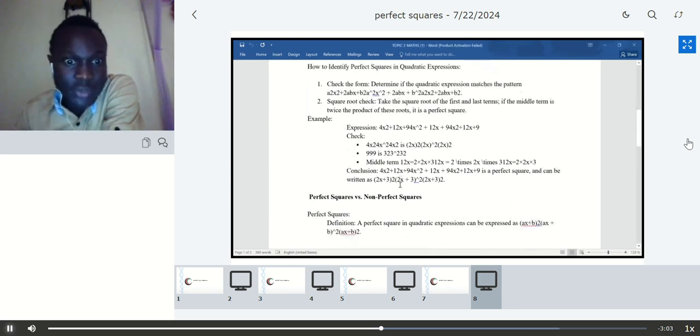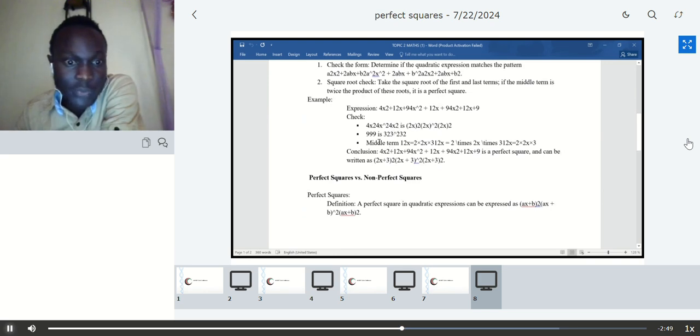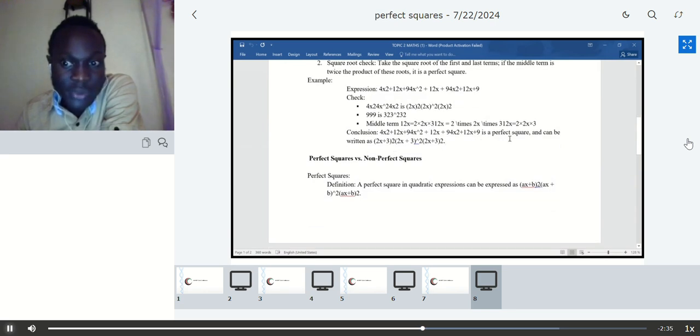Let's look at the expression 4x squared plus 12x plus 9. 4x squared is 2x raised to power 2, and 9 is 3 raised to 2. The middle term, 12x, is equal to 2 times 2x times 3. Conclusion: it is a perfect square and can be written as (2x + 3) squared, or (2x + 3) times (2x + 3).